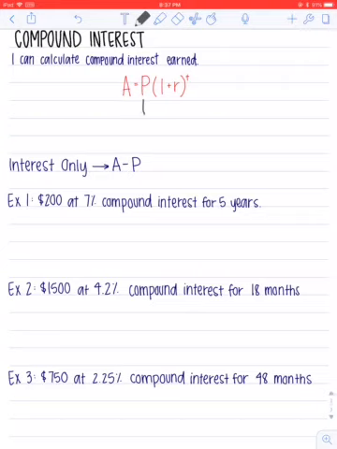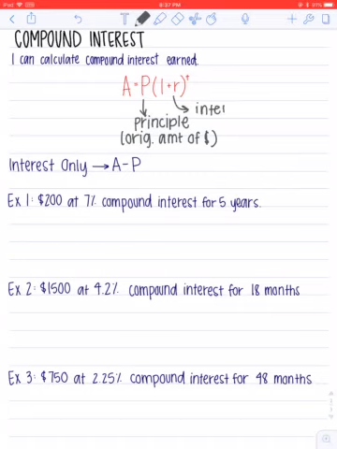So P, we already know, stands for principal, which is just our original amount of money, invested, borrowed, whatever it may be, it's our original amount of money. This 1 is a constant. That should always be a 1. And then the R, once again, is our interest rate.